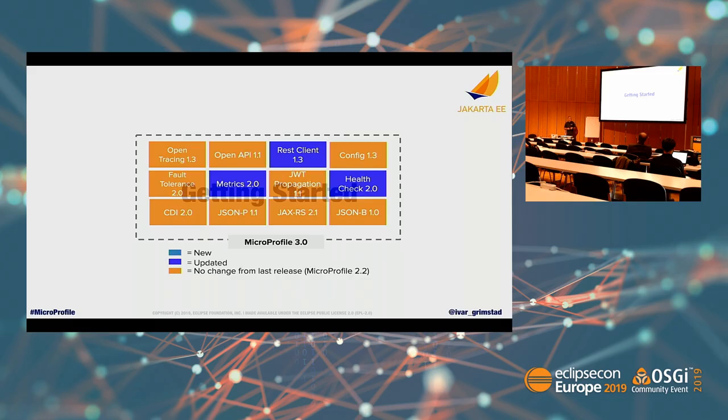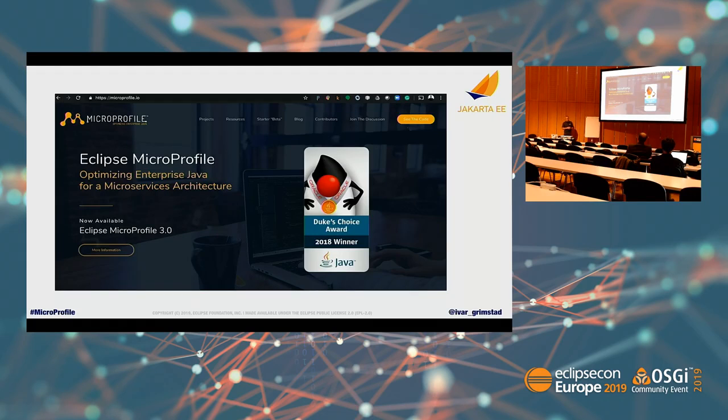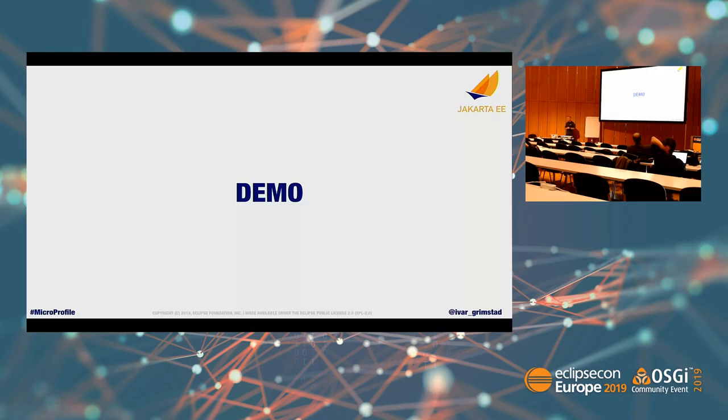So, if you want to get started with MicroProfile, the best way is to go to microprofile.io. This is a web page. It's an old screenshot since it shows version 3.0 there. I'll be using 3.0 in this demo. And the best way to get started here is to use the starter. So you click on this and you get a dialog to get started with MicroProfile. And this is where I'll start the demo. So I'll open the starter page and show you how to get started there.